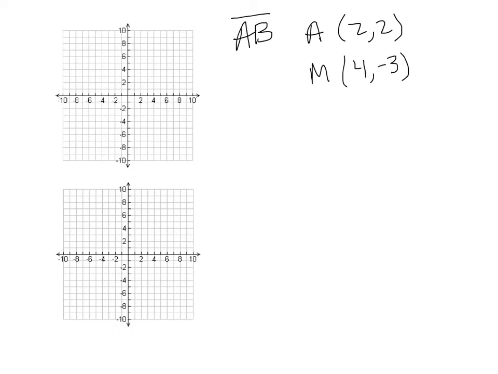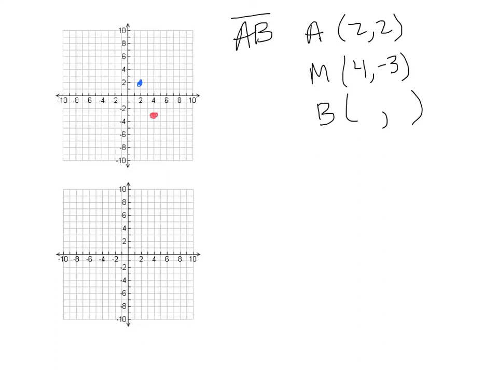So let's say I have a segment AB, and I know that A is at the point 2, 2. And I know that the midpoint of this, point M, is 4, negative 3. What I want to do now is find B. What are the coordinates of B, the other endpoint? I'm going to look at this on my grid for starters. I have 2, 2, and I know that the midpoint is 4, negative 3.